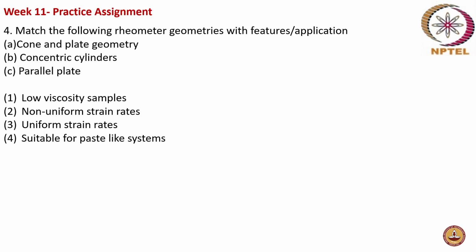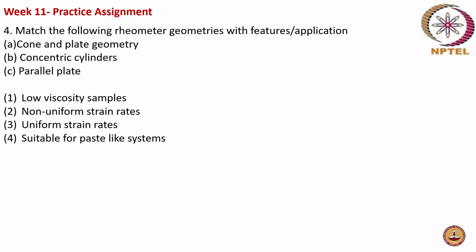So concentric cylinders is basically for low viscosity. That is for sure. And then cone and plate geometry is maybe for paste-like systems, so basically high viscosity systems. As I can correlate, A is for 4, and B, concentric cylinder, is for low viscosity, means B is 1, and parallel plate is basically for uniform strain rates, so 3. Is it so?